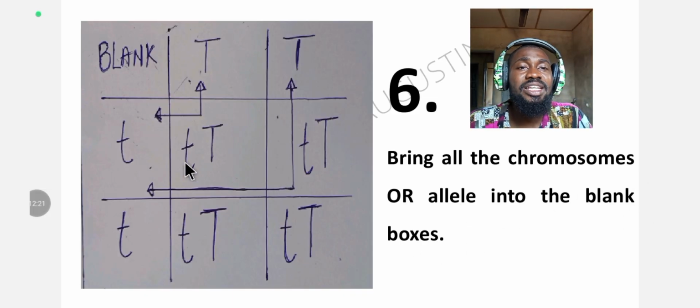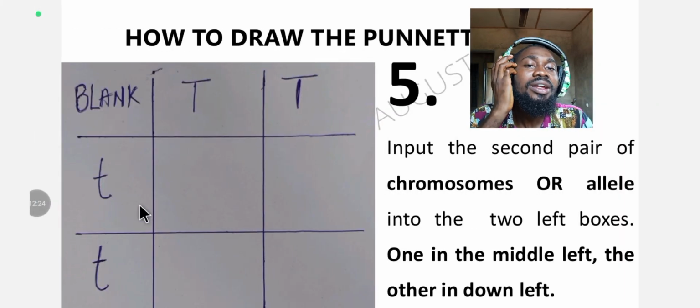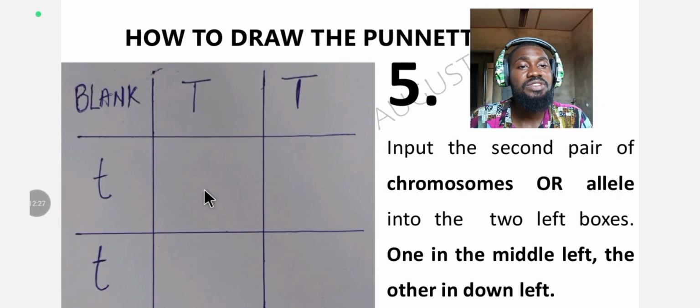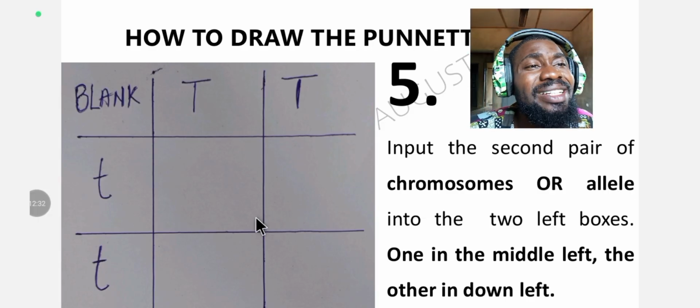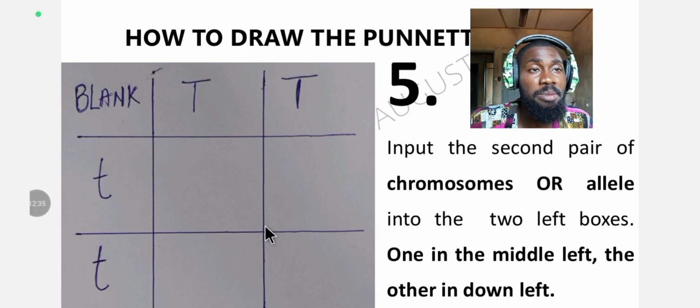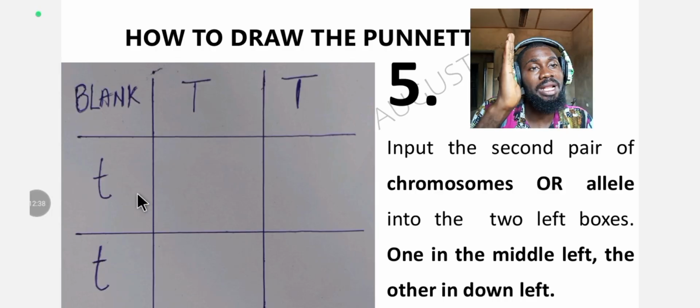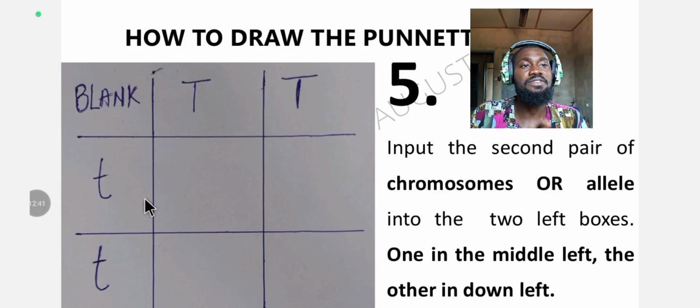You know that these boxes were blank. Look at it here. All these boxes were blank. These 4 boxes here, 1, 2, 3, 4. They were all blank. So how do we bring the chromosomes into the boxes now? Let me teach you. First of all, you start from left to right. Don't forget, you are starting from left to right.